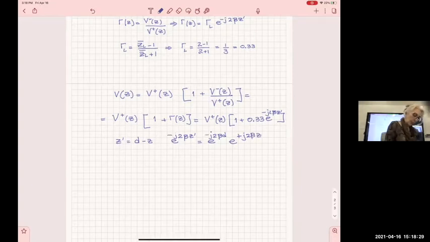All right. So how much is beta D? 2 beta D is 4 pi divided by lambda, and D is 0.75, which is 3/4 of lambda. All right. So that gives 3 pi.